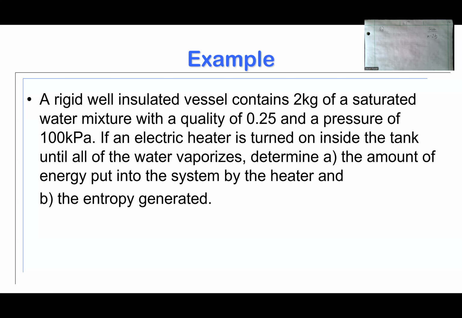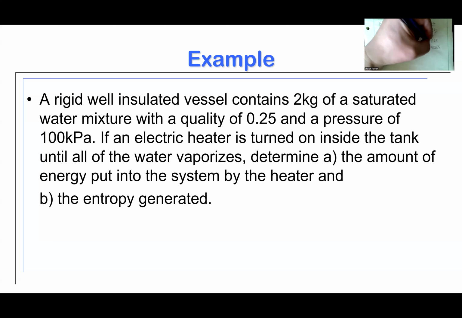2 kilograms of a saturated, so I've got water. It's a saturated mixture. They've given me the quality is 0.25, 25% in the vapor phase. And they've given me a pressure. P is equal to 100 kilopascals. Now we're going to add electricity. We're going to add some sort of an electronic device, some kind of a heater in this case. It's going to be turned on until all of the water vaporizes.